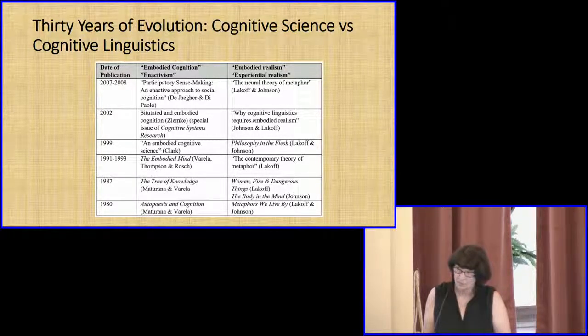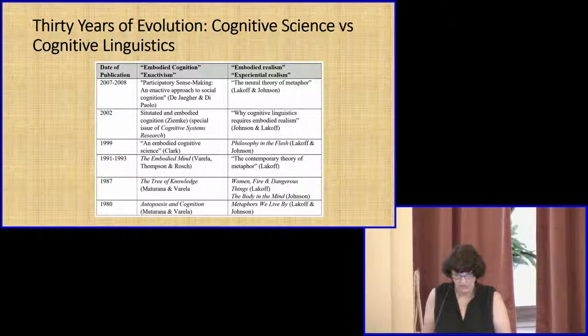And that year, you have Lakoff coming up with the contemporary theory of metaphor, where he begins to harden his position. In 1999, we have Embodied Cognitive Science by Clark, another important work. Same year that Philosophy in the Flesh came out. But again, in Philosophy in the Flesh, you begin to see this hardening of the position that Lakoff and Johnson have.